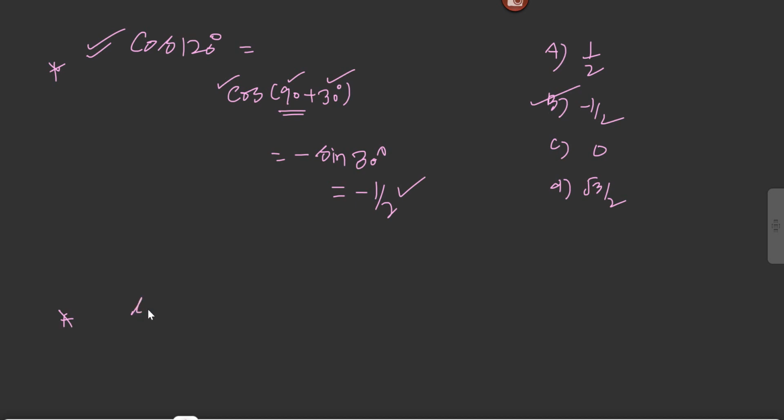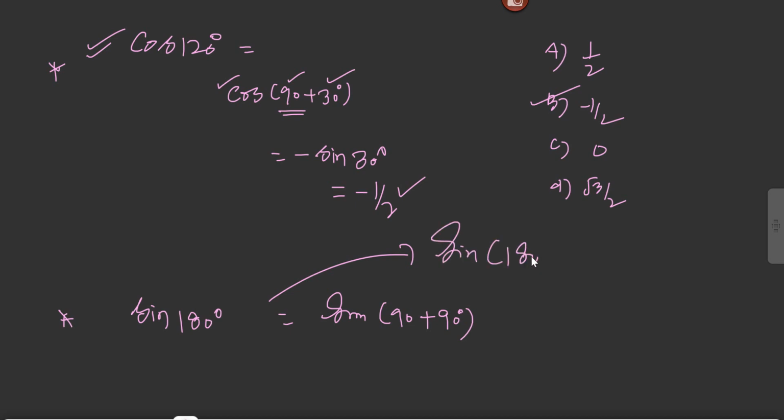Okay, let's see sine 180 degree. How will you do this? We can do sine 90 plus 90. Otherwise, we can do sine 180 plus 0 degree. That's up to you. If you are solving sine 180 plus 0, it means it is in the second quadrant. In the second quadrant, sine is positive and 180 degree will not change. 0 degree will carry forward. Sine 0 is 0. What is the value of sine 180 degree, dear children? That is 0.